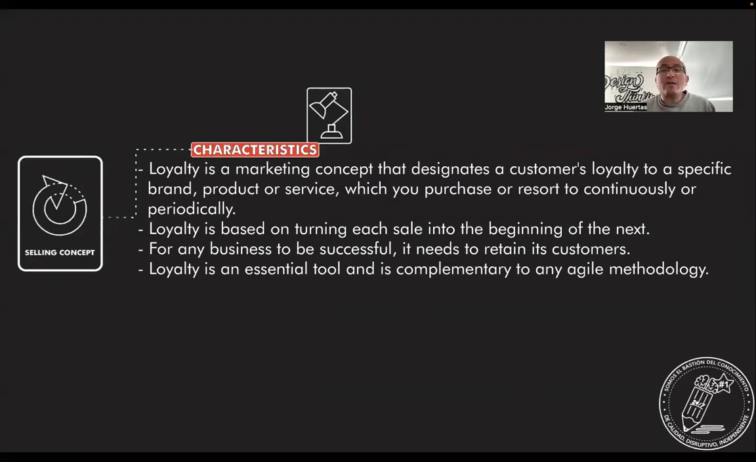Loyalty is a marketing concept that designates a customer's loyalty to a specific brand, product, or service, which you purchase or resort to continuously or periodically. Loyalty is based on turning each sale into the beginning of the next. For any business to be successful, it needs to retain its customers. Loyalty is an essential tool and is complementary to any agile methodology.